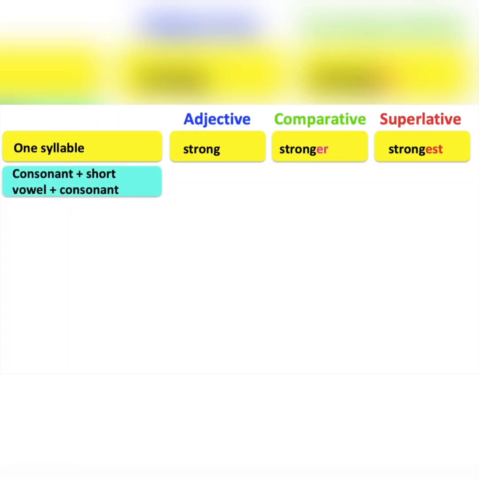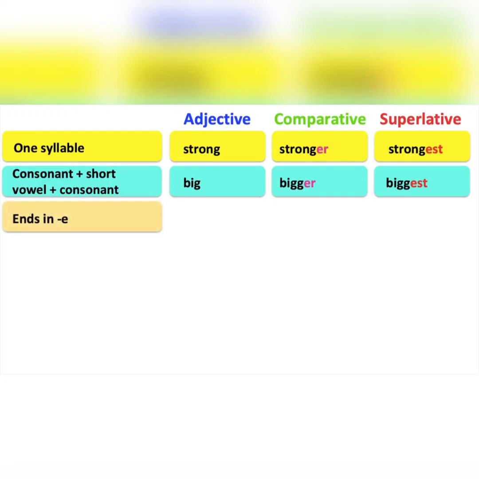For adjectives with a consonant, short vowel, consonant spelling, the final letter is doubled before adding the ending. For example, big. The comparative adjective would be bigger. So we've doubled the final letter G and added the ending er. The superlative adjective is biggest. Again, we double the final letter and add the ending est.